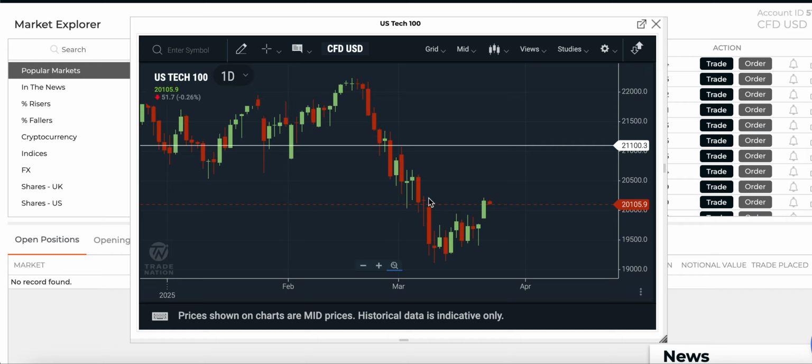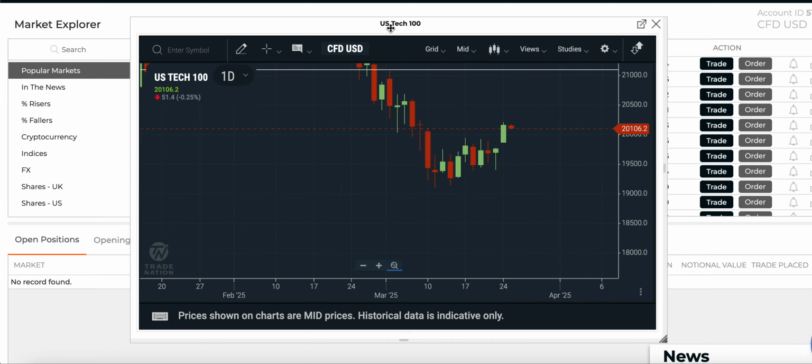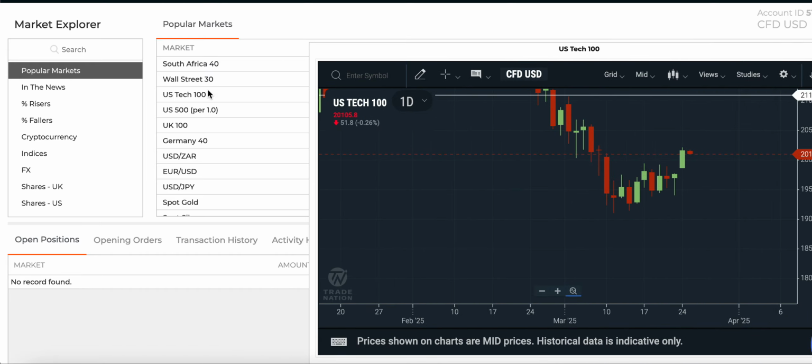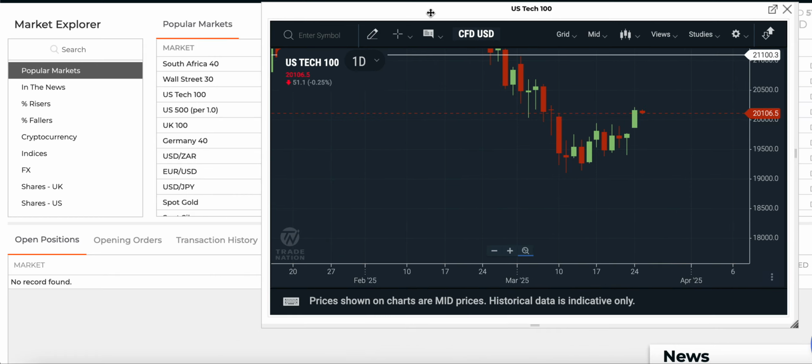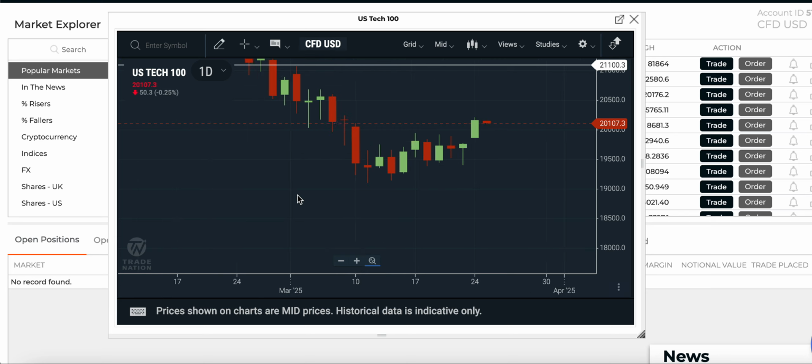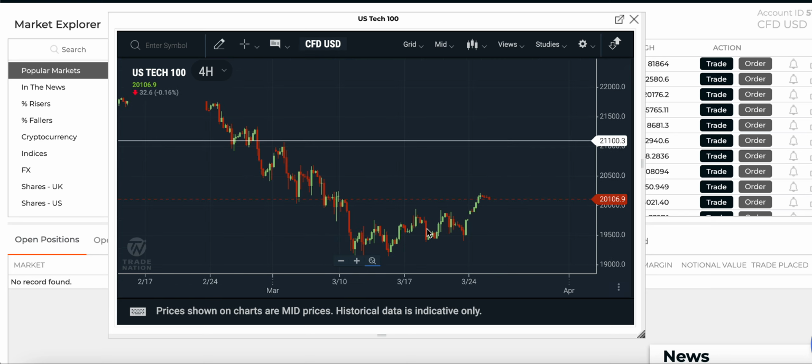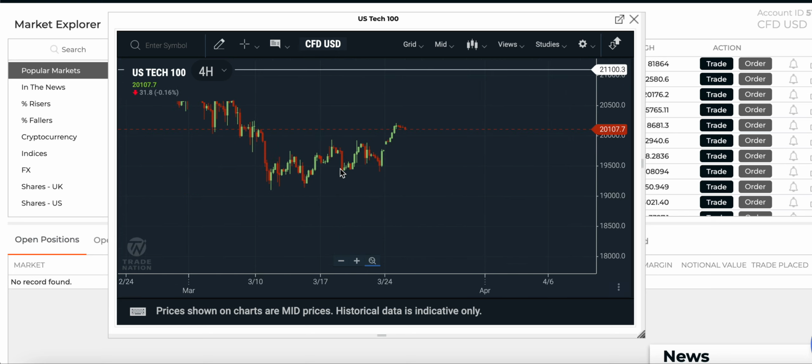So, 1 day chart. It's looking nice. Recovery. This is the Nasdaq, US Tech 100. Then you've got Dow Jones Wall Street 30, Germany 40 is the DAX, and UK 100 is the FTSE. They just have different names. Anyways, the market ended up reversing nicely yesterday.